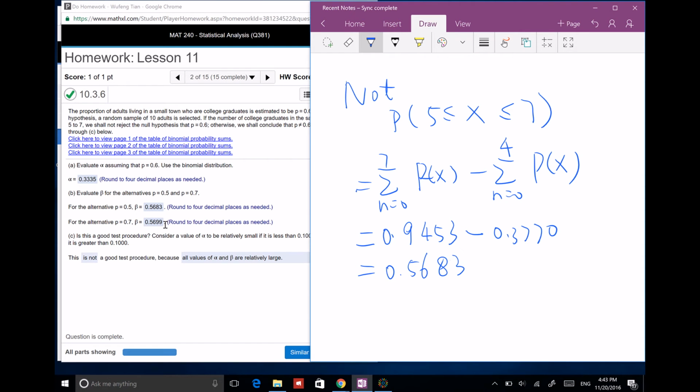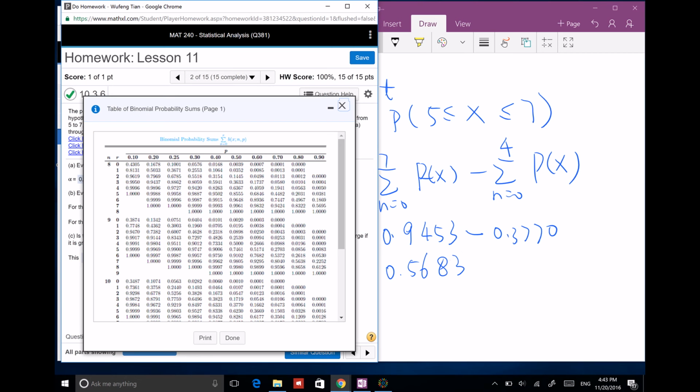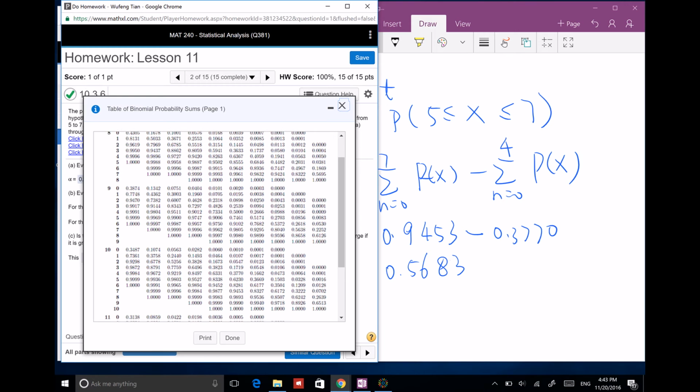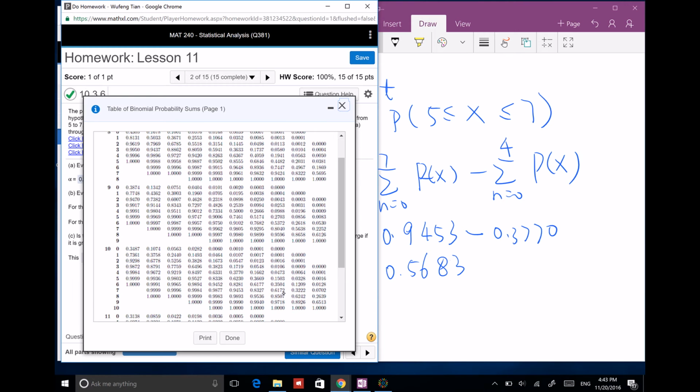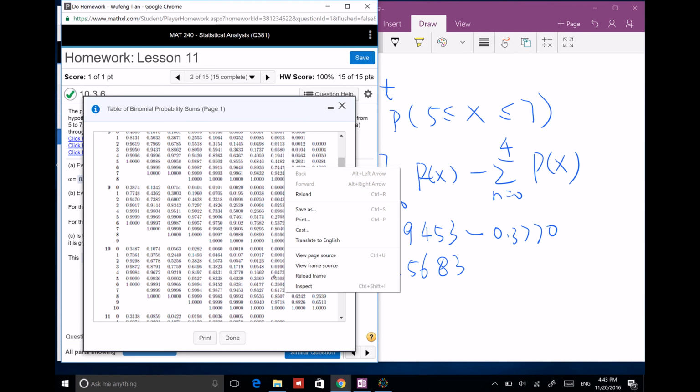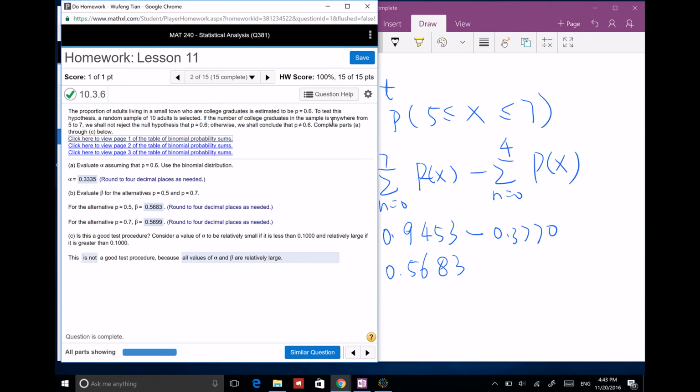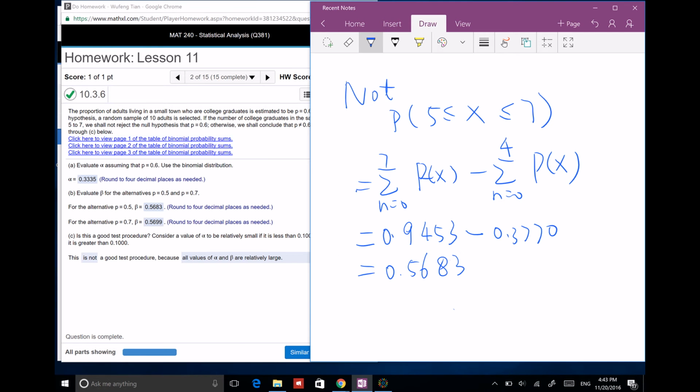You do the exact same thing, but you choose a different row, 0.7. Go to 0.7 and use 0.6172 minus 0.0473. You get exactly the same thing, okay?